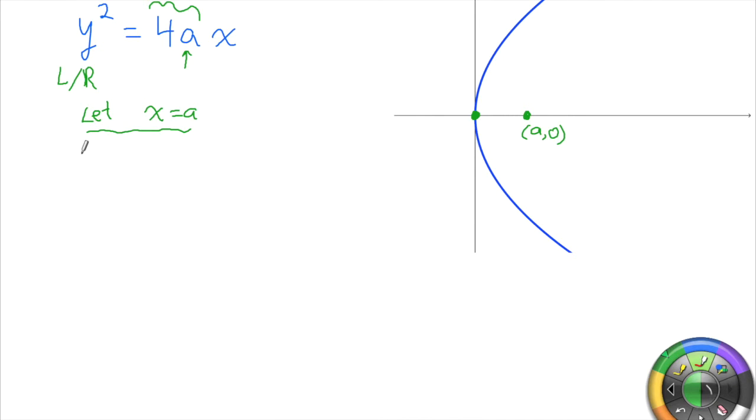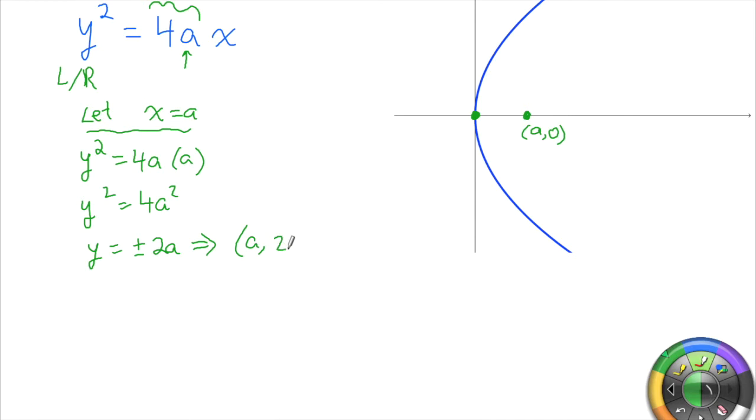So we'll take our equation and substitute a in for x. So that leads us to y squared equals 4a squared. And if we square root both sides, we're going to get y equals plus or minus 2a. So what that implies is when x is equal to a, we're going to get a point on the graph of a, 2a and another point on the graph a, negative 2a.